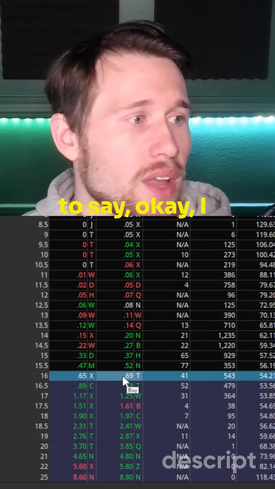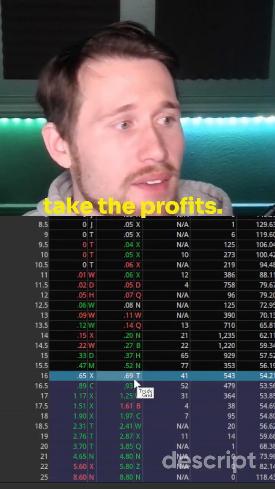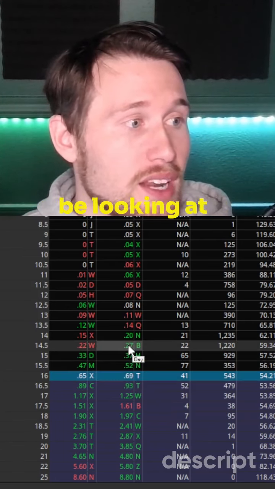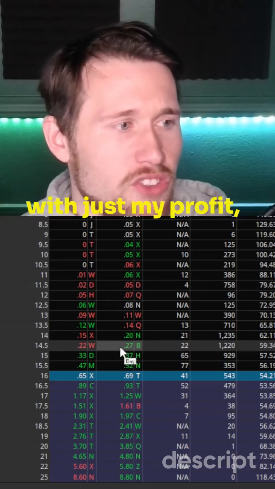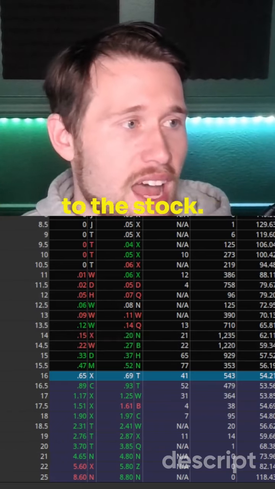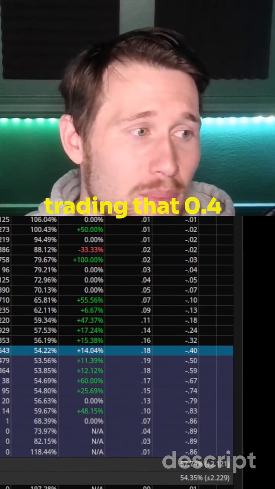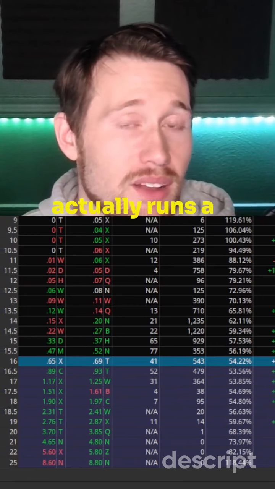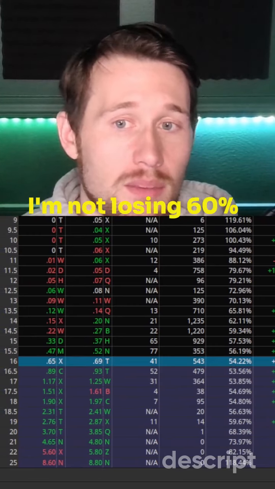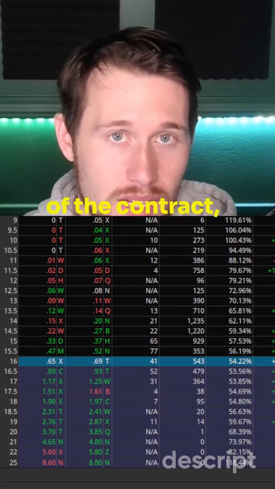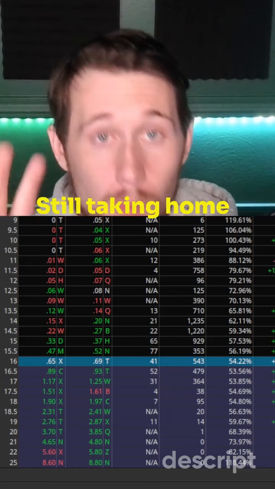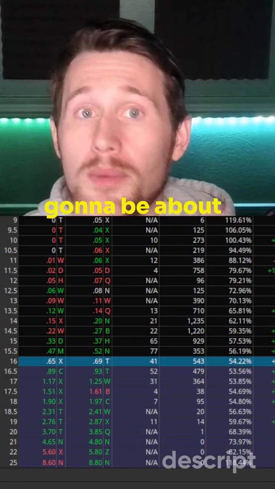So I'll be looking to say, okay, I could sell these, take the profits. Let's say I just have one contract. If I have just one contract, I might be looking at these 14 fives. I can buy those with just my profit, still get exposure to the stock. What I'm also doing there is I'm trading that 0.4 delta for a 0.18 delta. So if the stock actually runs $1 against me, I'm not losing 60% of the contract. I'm losing 50% of the contract, and I'm losing only 50% of the profits I made, still taking home some profits. All going to be about risk management.